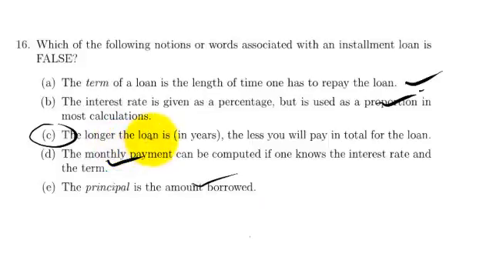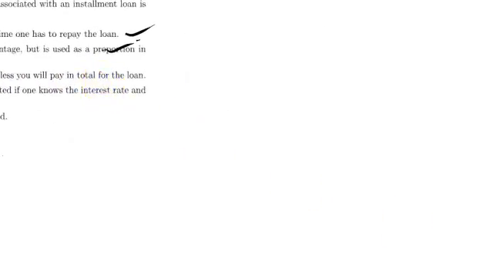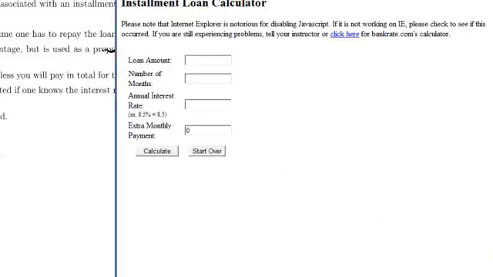What's happening here is it says that the longer the loan is, meaning instead of like a 5-year loan, you have a 10-year loan, the less you pay in total. Okay, well, let's find out. So let's say we bought a car for $10,000. And usually car loans could be 5 or 6 years long. So let's do 5 years, and an interest rate of 4%.